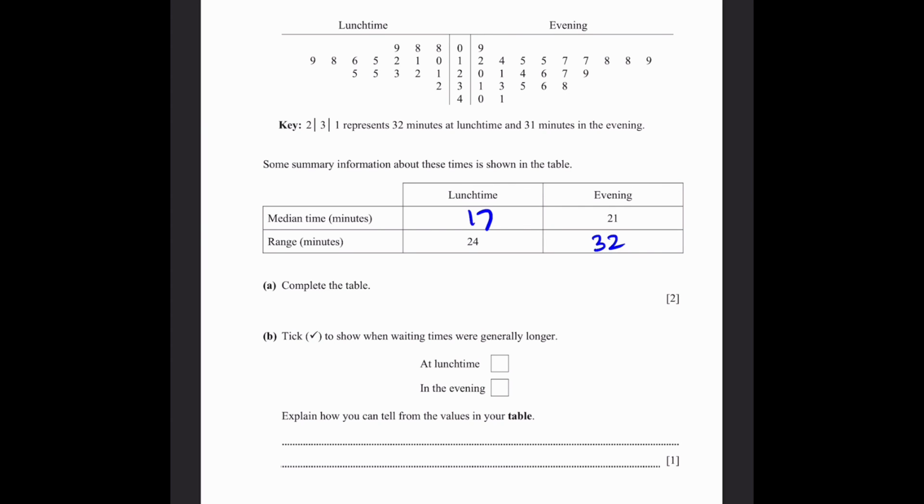B. Tick to show when waiting times were generally longer. Over here we can see that the median time in the evening is longer than lunchtime. So in the evening, the waiting times were generally longer. Explain how you can tell from the values in your table. So as I just said, the median time for the evening is higher than that of lunchtime.